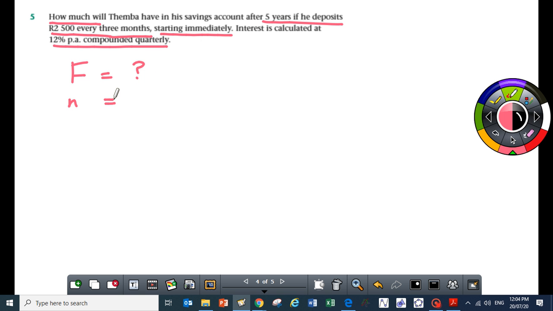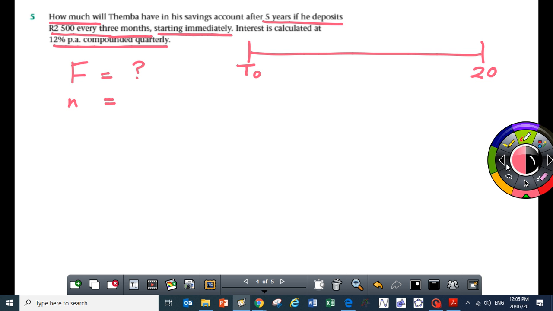Now, because Temba is going to start making a payment immediately, it means that T0 is going to be included. So, if we were to draw a timeline, it will look like this. We are going to have T0 there. Now, since it's 5 years and the interest is compounded quarterly, so it means 4 times a year, it will be 5 times 4, which will give you T20. Okay, so that will be T20. Okay, and this is T0.